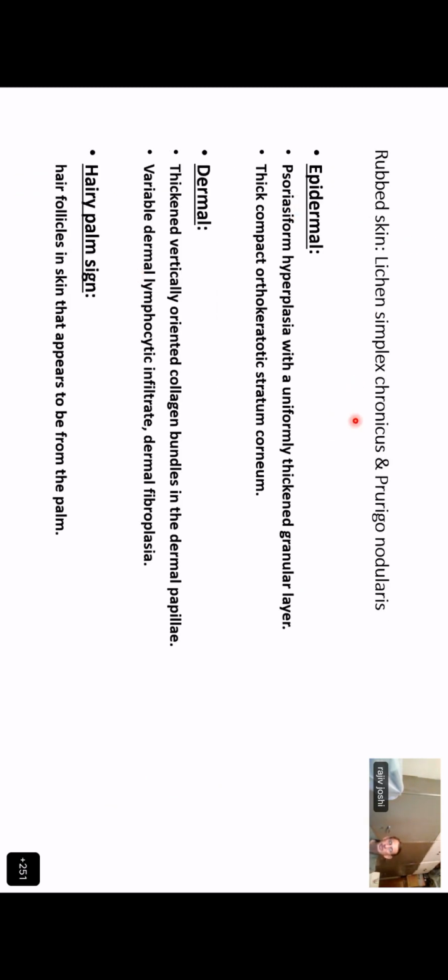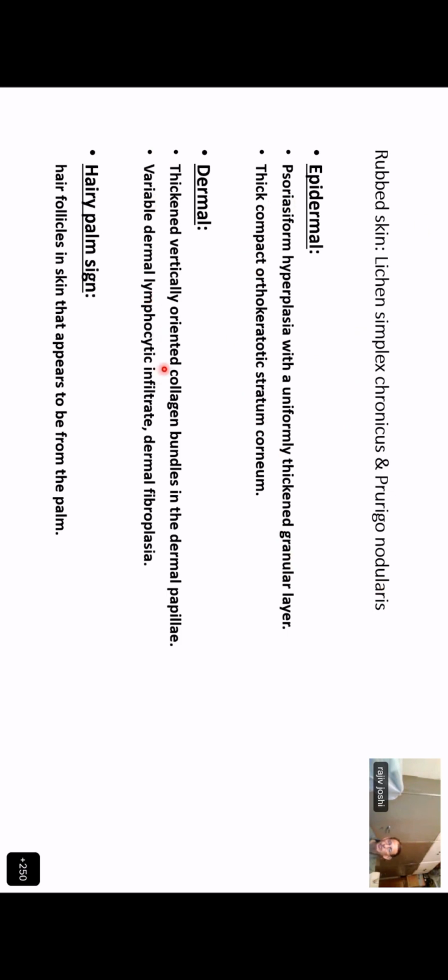Then a whole group of diseases which are caused by external trauma, rubbing, scratching the disease. So lichen simplex chronicus, prurigo nodularis, acanthoma fissuratum, surface nodules, prayer nodules, all these histologically show psoriasiform hyperplasia, even lichen amyloidosis. So in lichen simplex chronicus and prurigo nodularis, you get psoriasiform hyperplasia with a uniformly thickened granular layer, a thick compact stratum corneum, no parakeratosis.